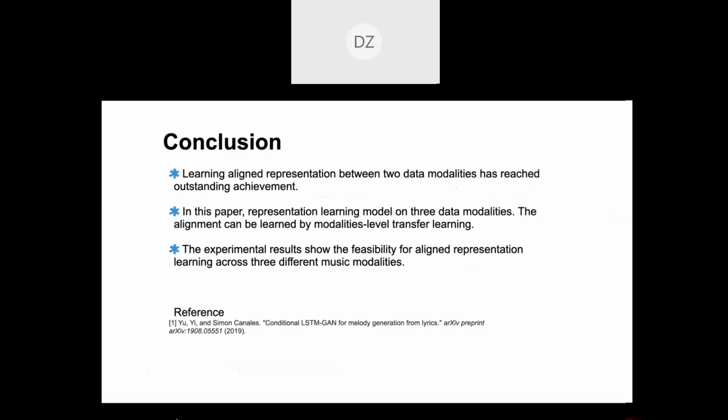So in this work, because the learning alignment implementation between two modalities has gotten outstanding achievement, in this paper we develop an architecture. It's about representation learning on the same modality to learn the alignment by modality-level transfer learning. The experimental results show the feasibility of aligned representation learning across three different musical modalities.